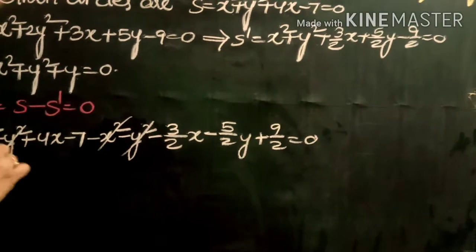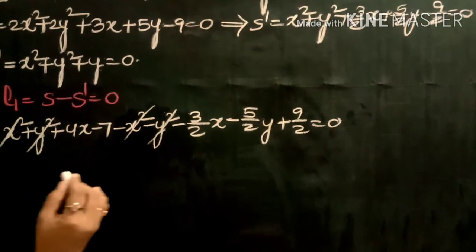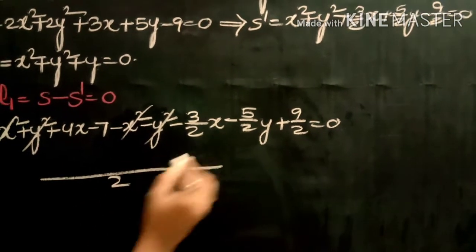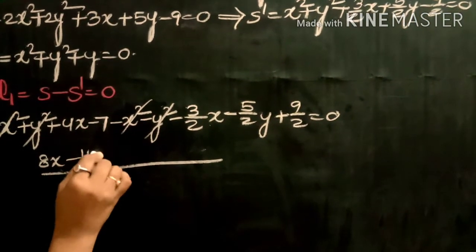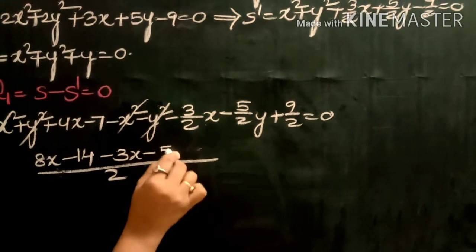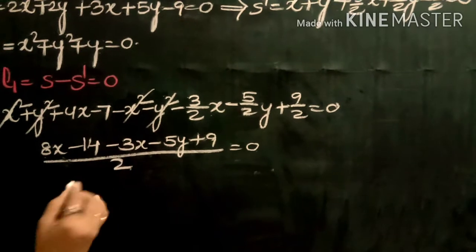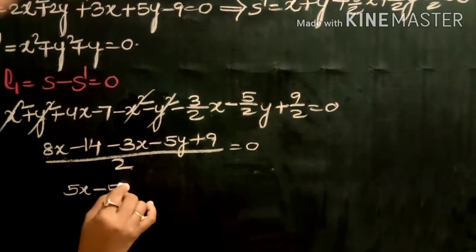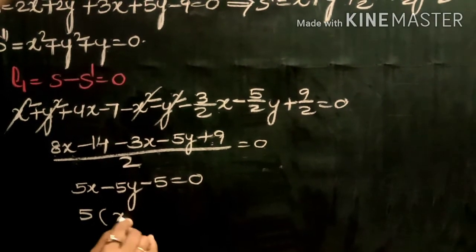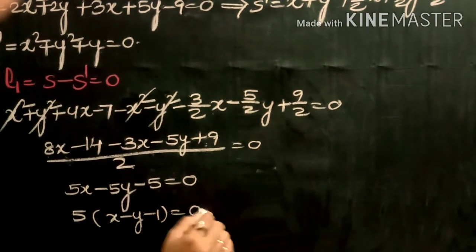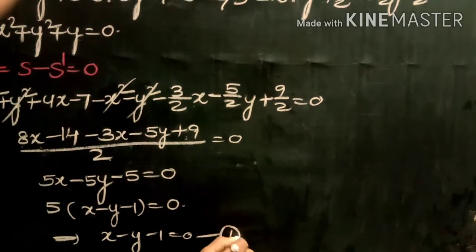Now here plus x square minus x square, plus y square minus y square get cancelled. Now taking the remaining terms by taking 2 LCM here: 2 4s are 8x, minus 2 into 7, 14, minus 3x minus 5y plus 9 equal to 0. 0 into 2 becomes 0. 8x minus 3x, 5x, minus 5y, 9 minus 14, minus 5, equal to 0. Taking 5 common here, 5 into (x minus y minus 1) equal to 0, which implies x minus y minus 1 equals to 0. So this is equation 1.